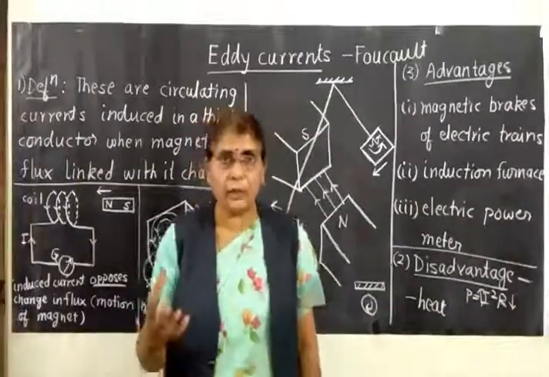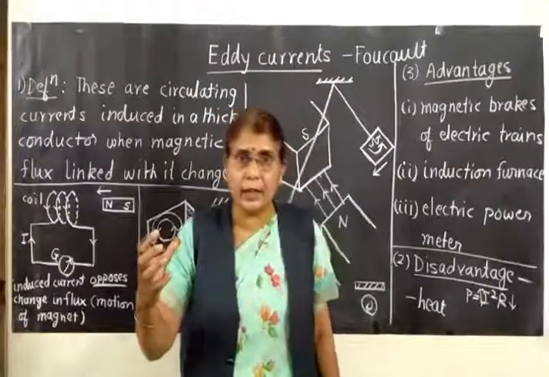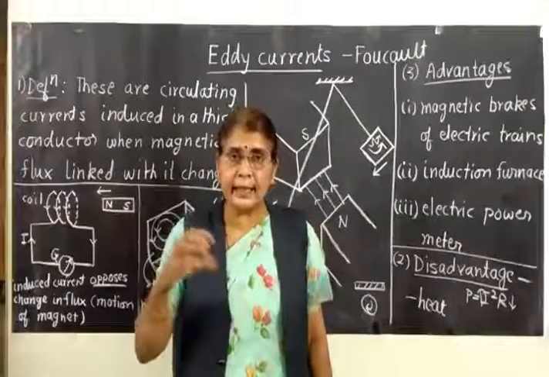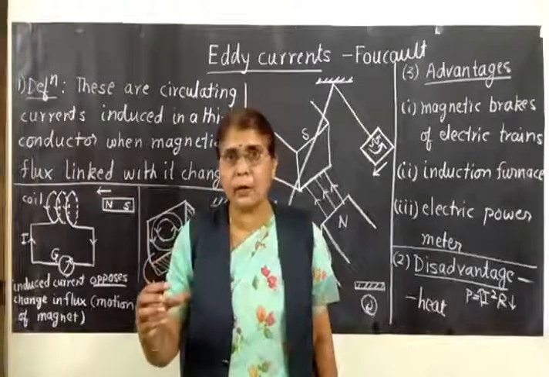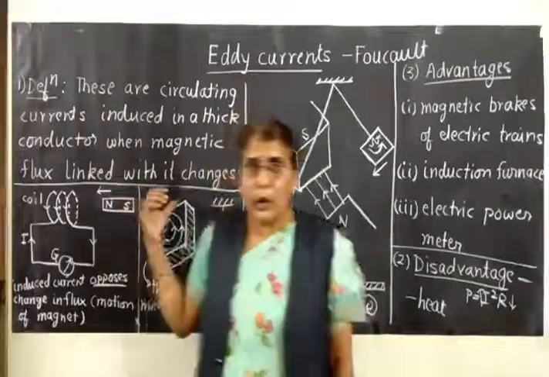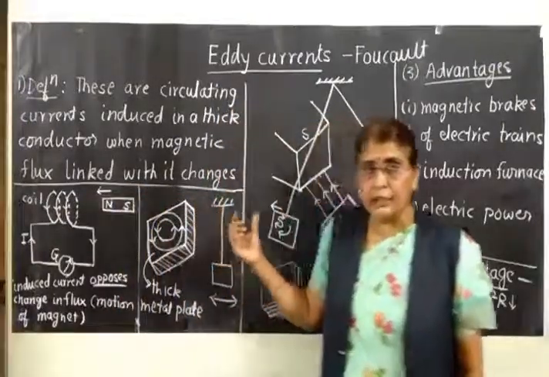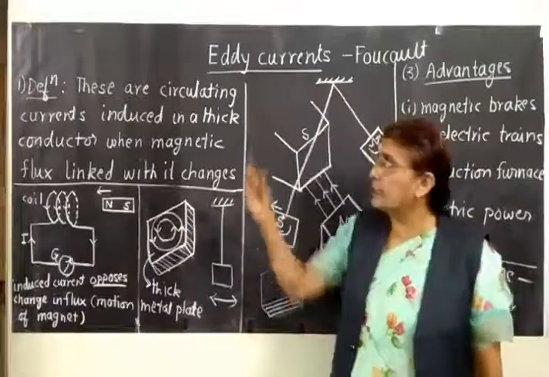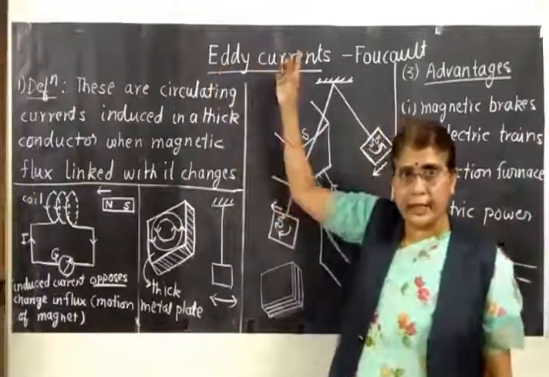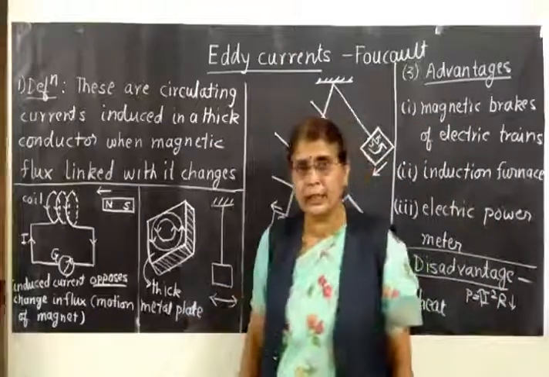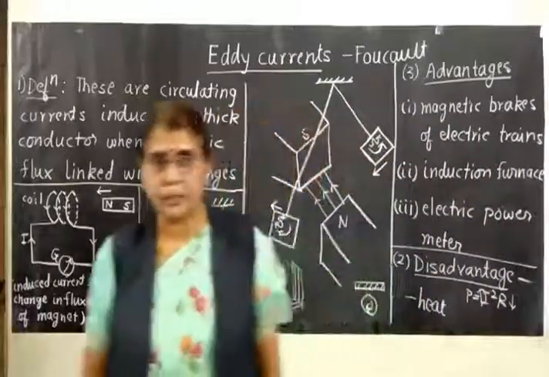As you must have observed, whenever a large current flows through a conductor, it becomes heated. That is, electrical energy is wasted in the form of heat. So here also the energy is wasted in the form of heat, and this is the main disadvantage of eddy current. There is loss of energy in the form of heat.